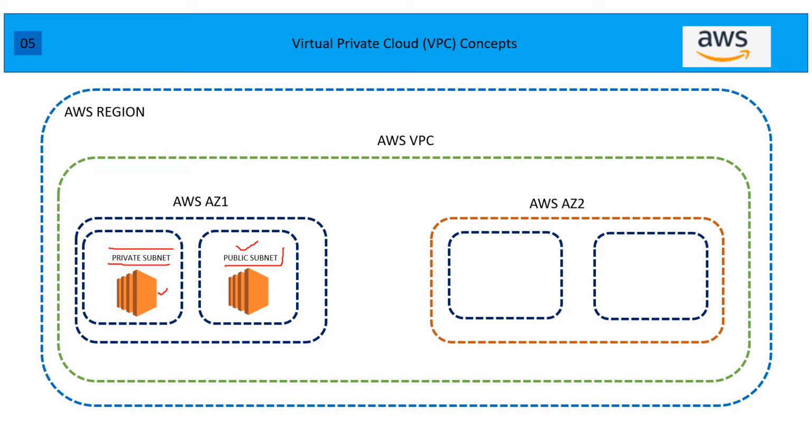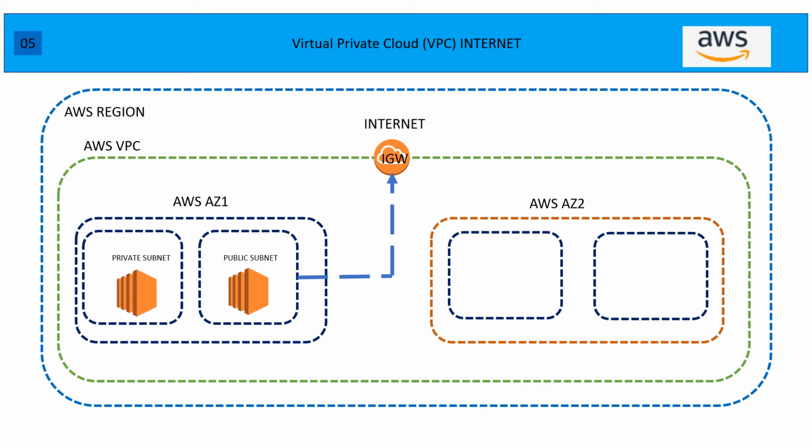Similarly, you might want to launch multiple applications on AWS. So this is what the design might look like for AZ1, and you can also replicate the same thing on AZ2 as well. Let's also try to understand what it means by public and private subnet.